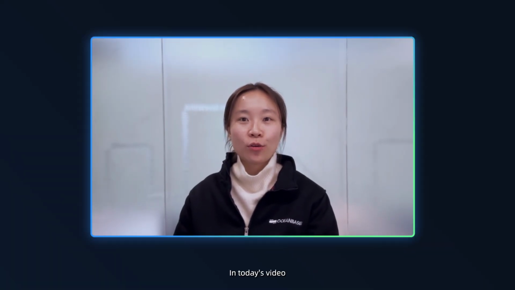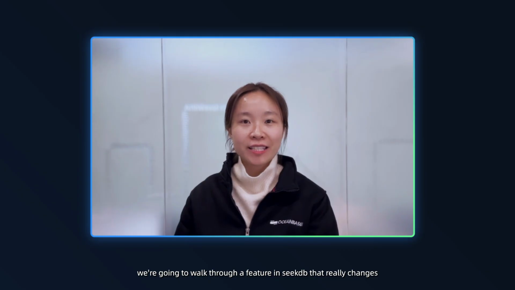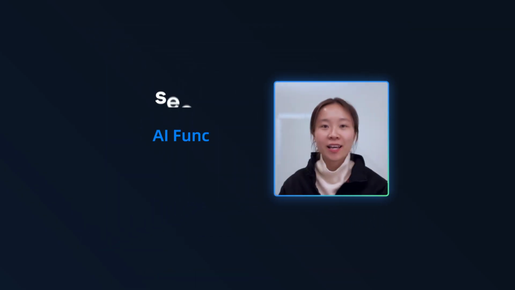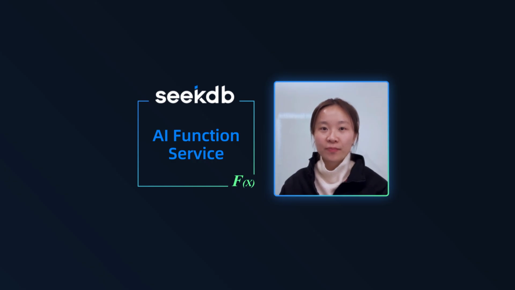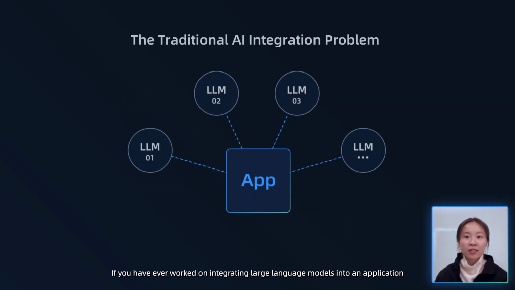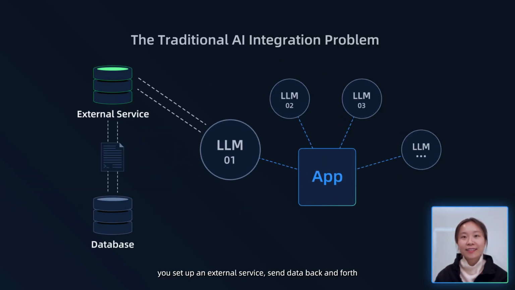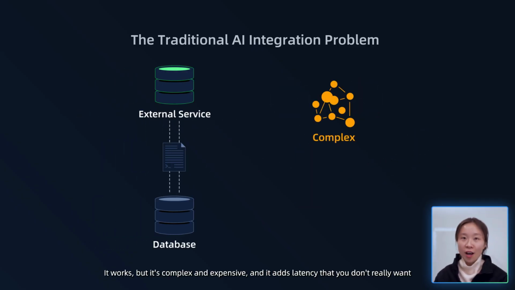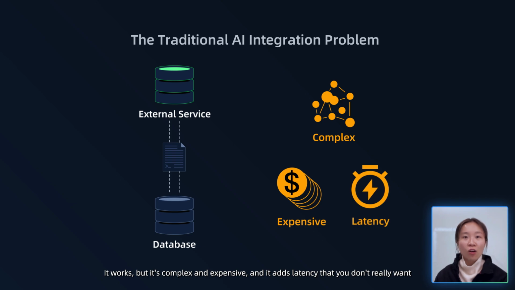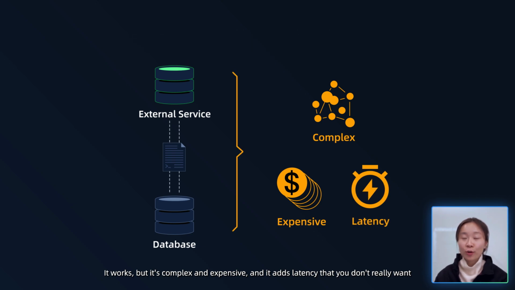In today's video, we're going to walk through a feature in seekdb that really changes how you work with AI inside your database, the AI function service. If you have ever worked on integrating large language models into an application, you probably know the typical workflow. You set up an external service, send data back and forth, and maintain a separate workflow just for AI tasks. It works, but it's complex and expensive, and it adds latency that you don't really want.